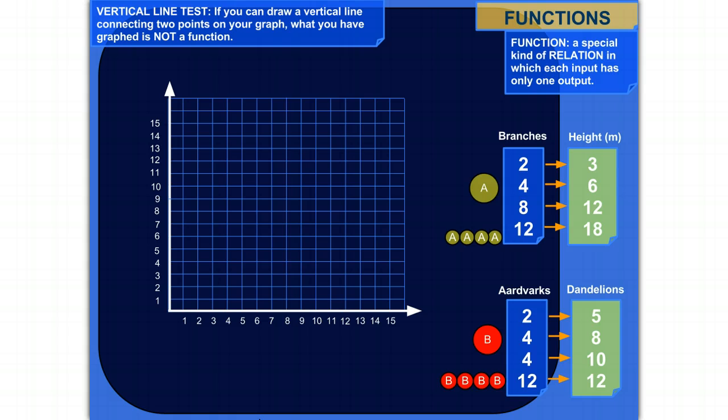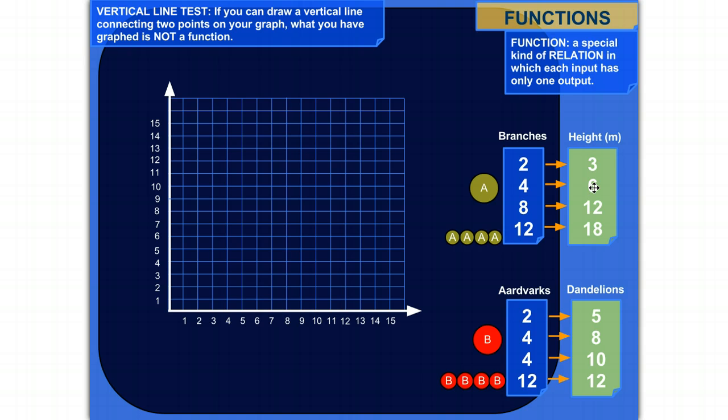Let's talk about functions and relations. A relation is when you have two sets of numbers that are related to each other. For example, say I went outside and looked at some trees. If I counted the branches on a tree and then measured how high it was, and then I did that for several trees and wrote down the data for each one, the number of branches each one had and the height of each one, that would be a relation. So two kinds of information that are related to each other.